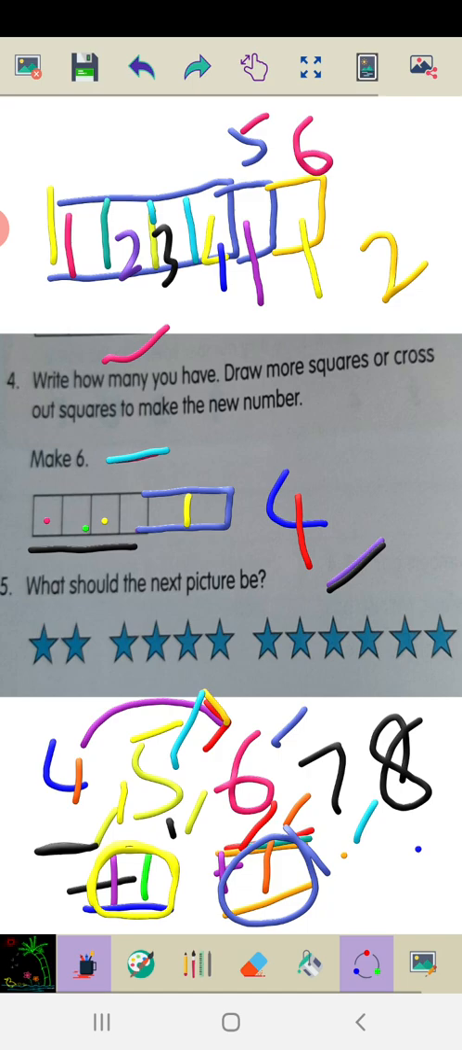So first it has 2. In the second group it has 4 stars. In the third group, how many stars are there? 1, 2, 3, 4, 5, 6. 6 stars are there in the third group.